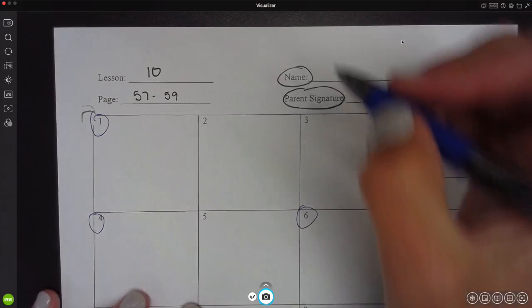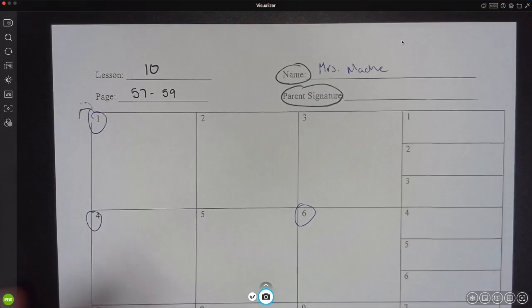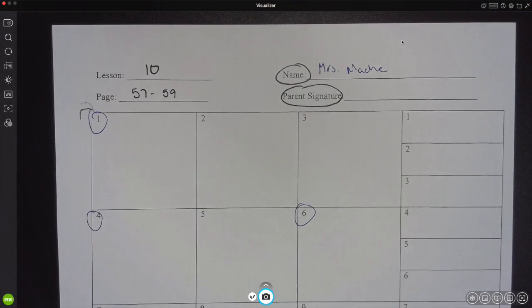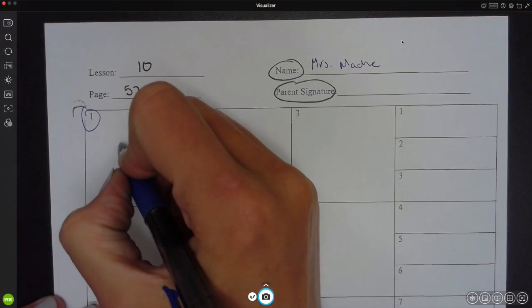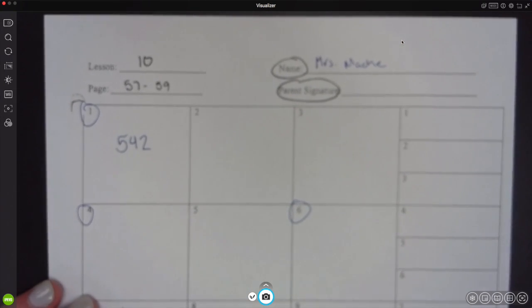First things first, make sure your name is on your paper. We're going to start right off with number 1. Number 1 says, use digits to write each number. The number says 542. So 542. That's it. Piece of cake.